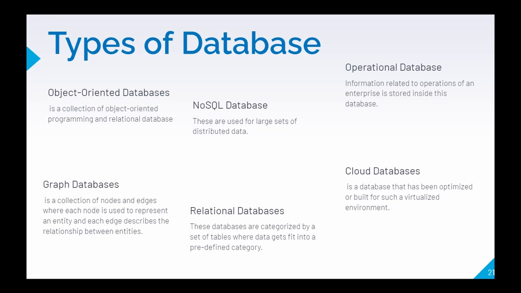Okay, and lastly we have the graph database. So it's a collection of nodes and edges where each node is used to represent an entity and each edge describes the relationship between entities. Okay, so a graph-oriented database or graph database is a type of NoSQL database that uses graph theory to store, map, and query relationships. So it is a type of NoSQL. Alright.